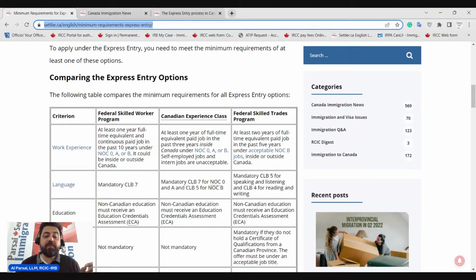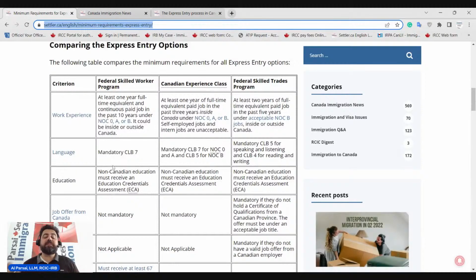The first requirement, and probably the most important, is that you need to show that you have at least 1 year of full-time work experience, either inside Canada or outside Canada. It doesn't matter where it is. The work experience that you have needs to be under National Occupational Classification 0, A, or B.